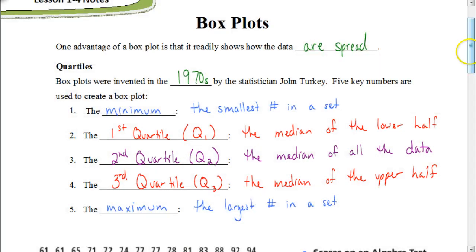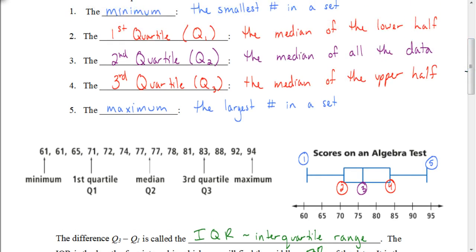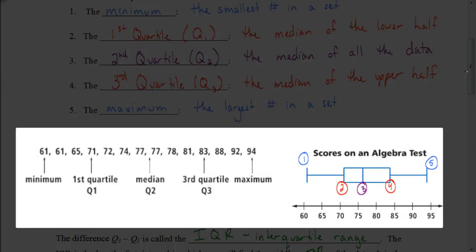For example, let's look at this set of data. Here we have the numbers already arranged for us in order from smallest to largest. You can see that the minimum value is 61, the maximum value is 94. The way that we represent that as a box plot is with these two vertical lines. The 1 and the 5 refer to the fact that this is the first number in that list of 5 items, and the 5 is the last item, the maximum.